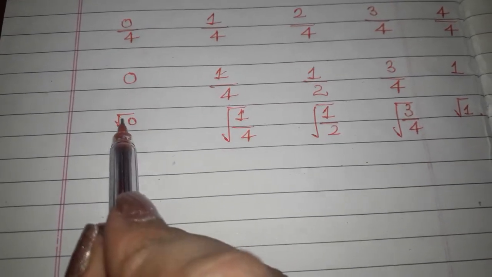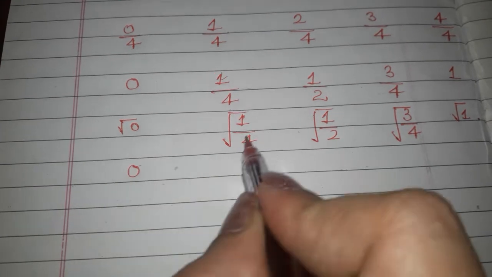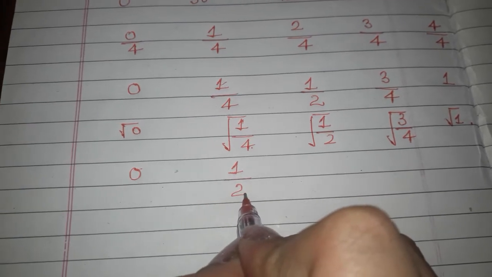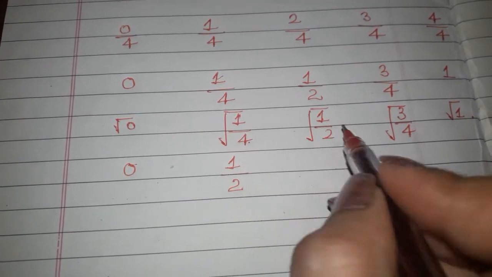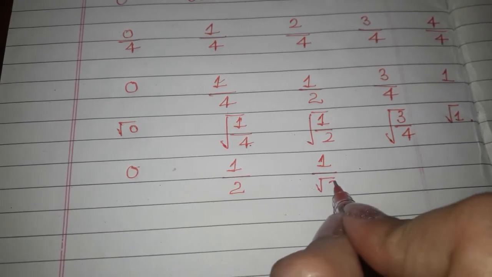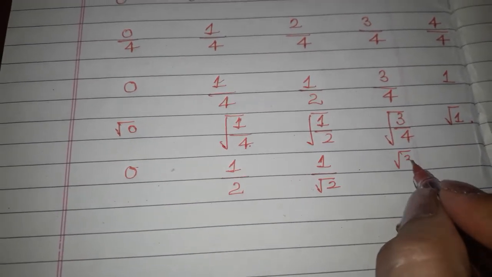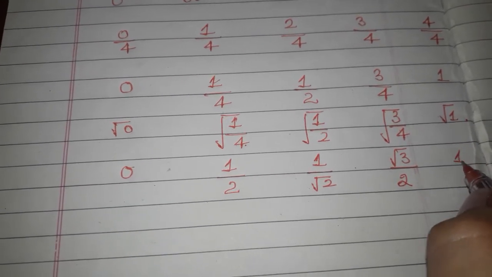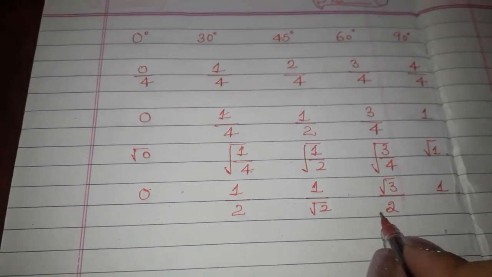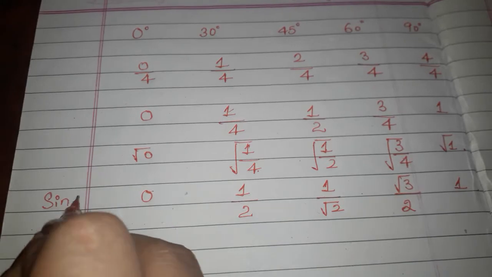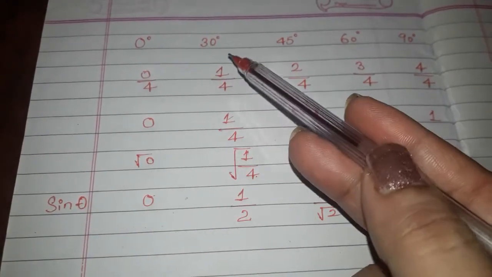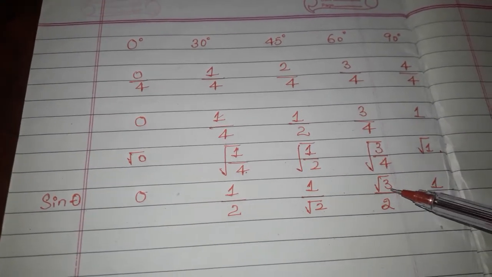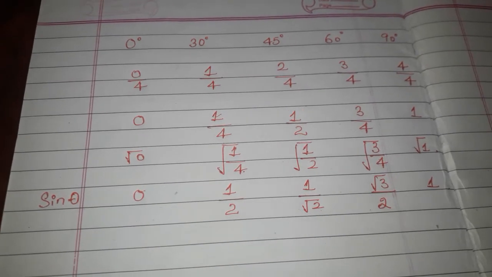Since we know that the answer of under root 0 will be 0, under root 1 will be 1 and under root 4 will be 2. Under root 1 will be 1, under root 2 will be under root 2 as it is. Here it will be under root 3 and here under root 4 will come out to be 2 and here under root 1 will be 1. So these are the values for sine theta. Sine 0 degree is 0, sine 30 degree is 1 by 2, sine 45 degree is 1 by root 2, sine 60 degree is under root 3 by 2 and sine 90 degree is 1.